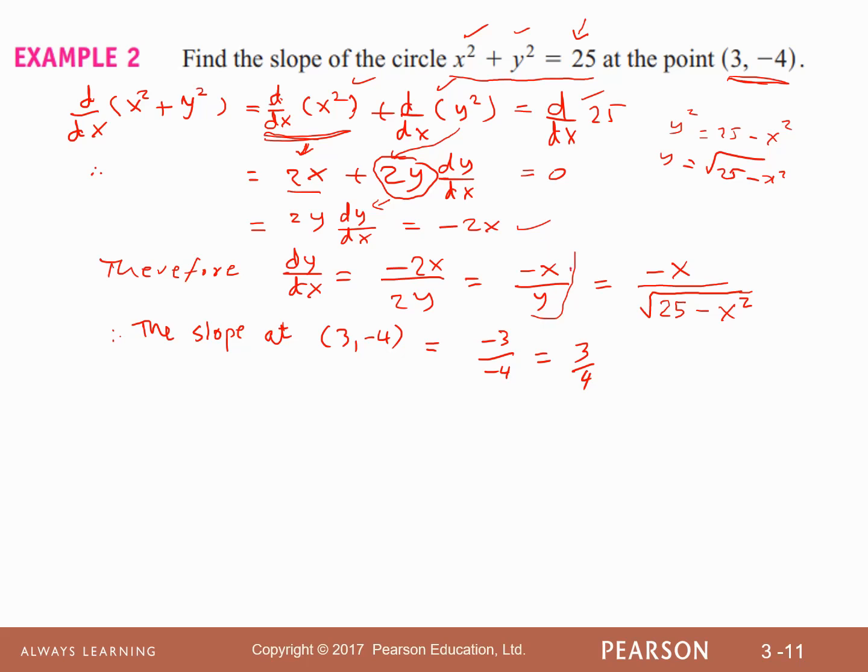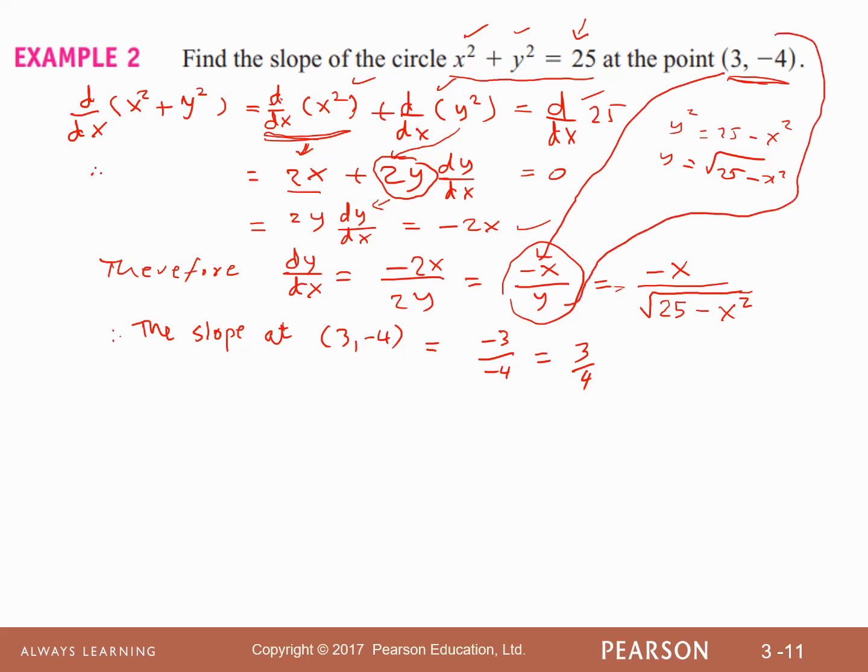Good. Now, the question that we have to answer is the following. If you look over here, we want to find the derivative at the point 3, comma, negative 4. And we found this as the derivative, right? Isn't this the derivative? All we have to do is replace x by 3, and replace y by what?